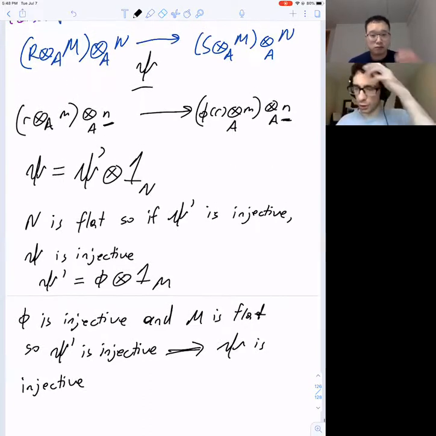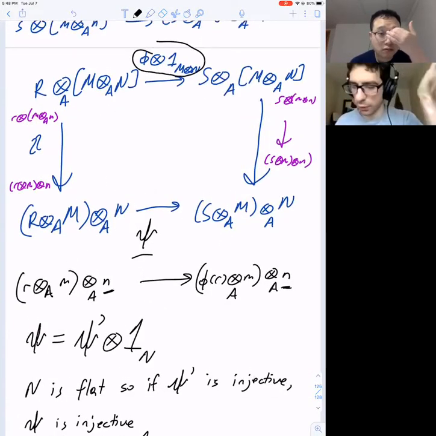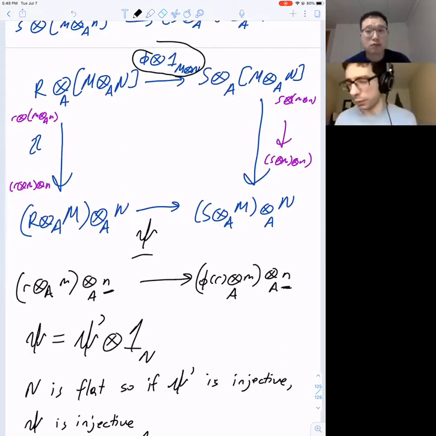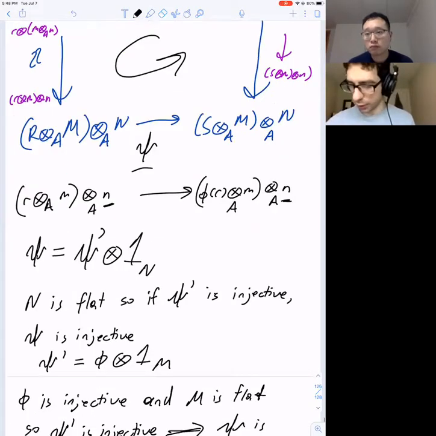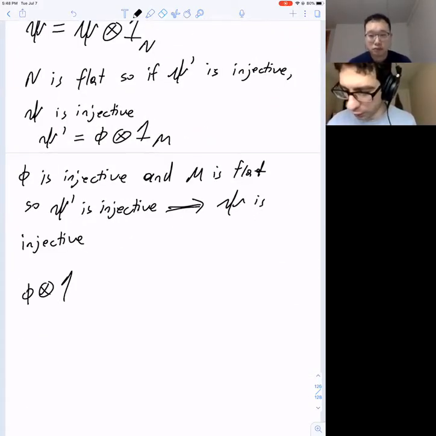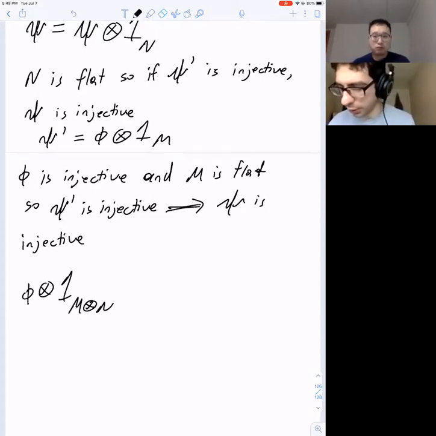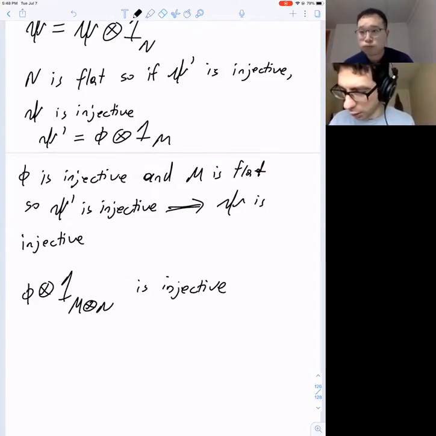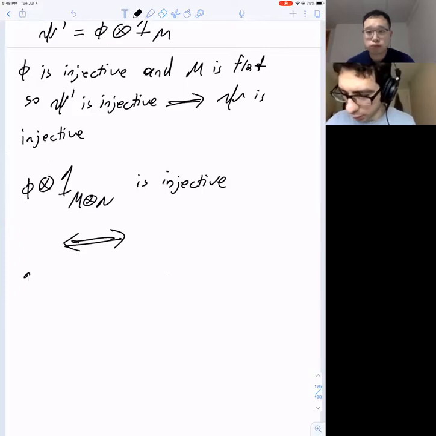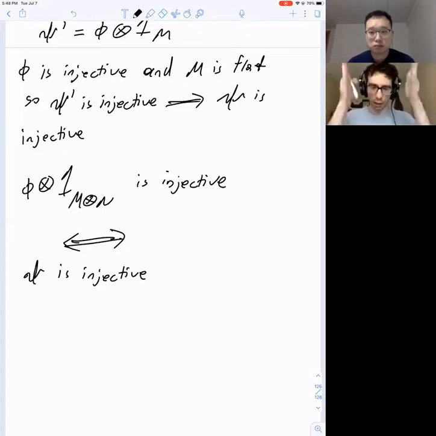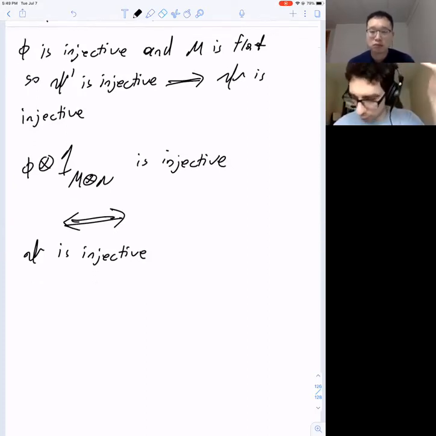Now, the final question is: is this map a commutative diagram? Well, certainly. It's so obvious it's certainly a commutative diagram. And so that means phi tensor identity on M tensor N is injective if and only if psi is injective, because it's a commutative diagram and everything on the sides are isomorphisms. So phi tensor 1 is injective if and only if psi is injective, but it is.